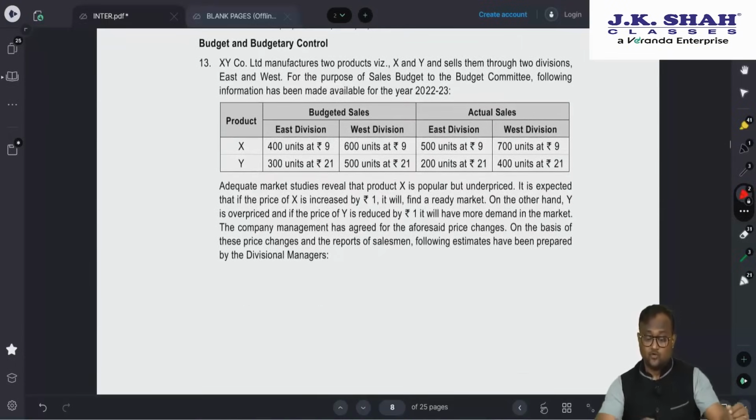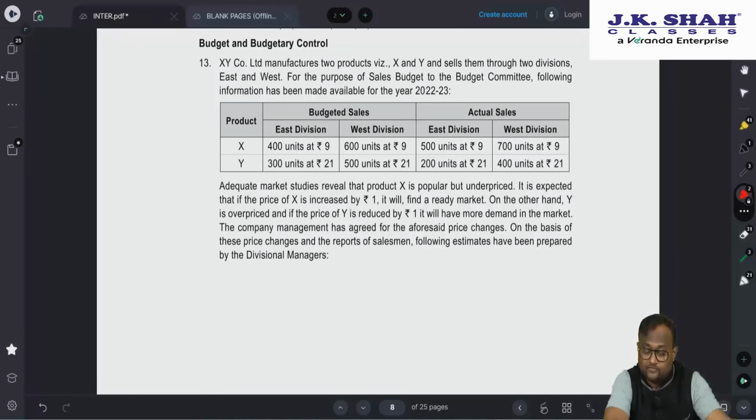Next one is budgetary control. X and Y company manufactures two products, namely X and Y, and sells them through two divisions, East and West. For the purpose of sales budget to the budget committee, the following information has been made available for the year 22-23.